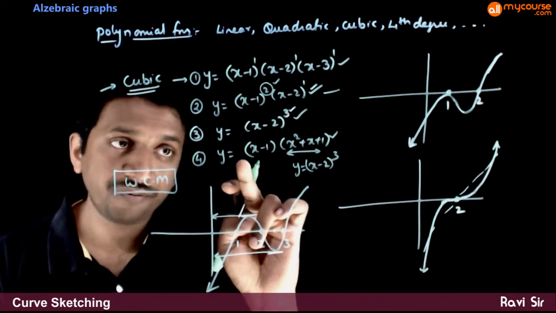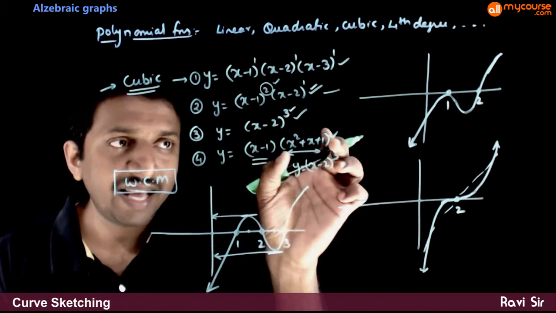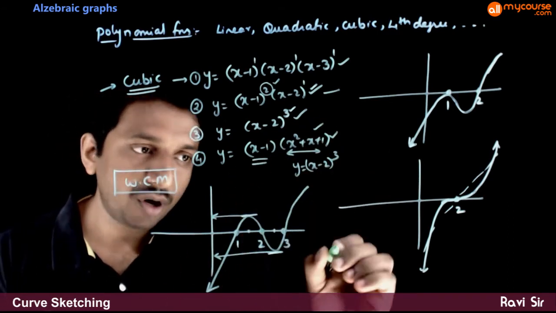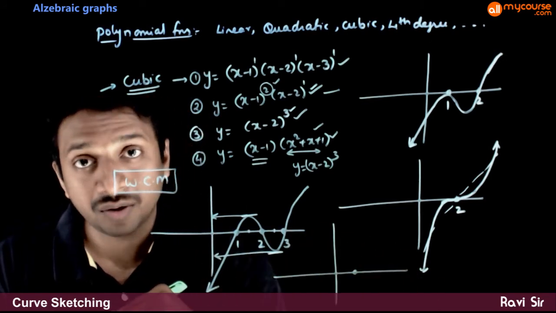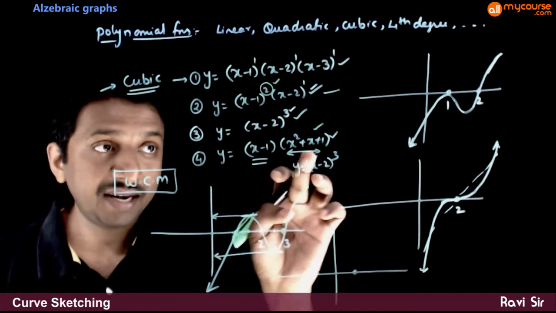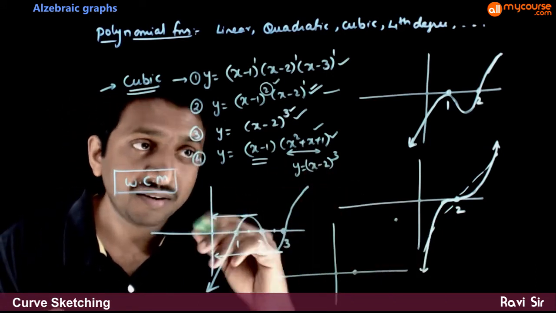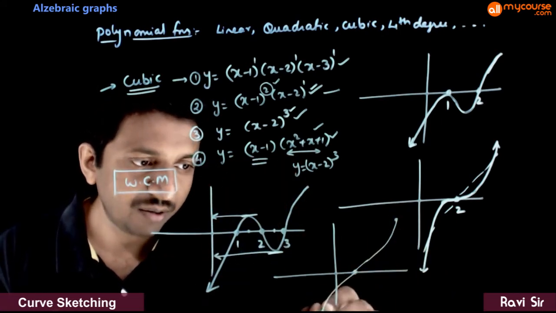Next, if you go for the fourth graph, you have x is equal to 1 as a root, and x square plus x plus 1 does not have any real roots. So effectively, if you draw the wavy curve, you have only one root here. That means the graph starts from here because the leading coefficient is positive, and it cuts here and goes like this.